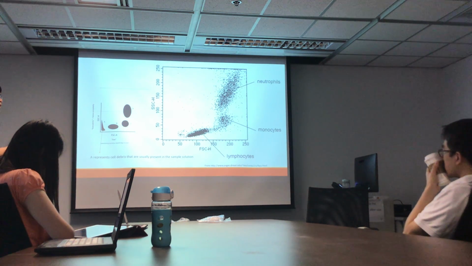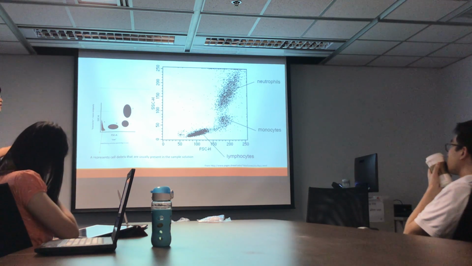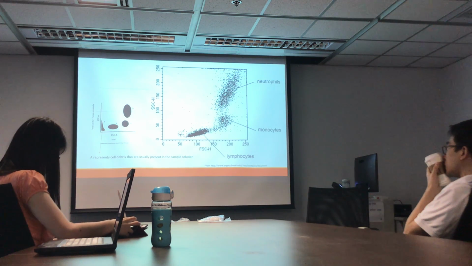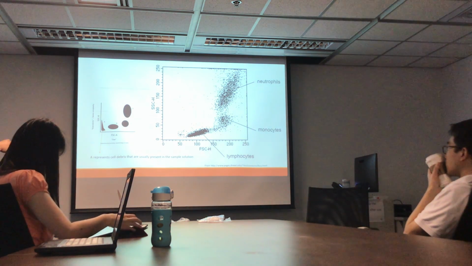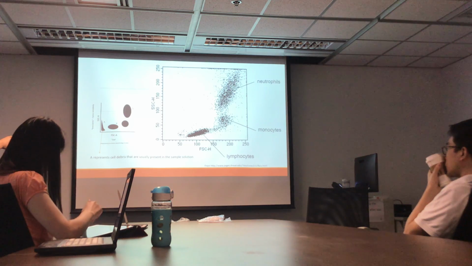They're very small cells with quite low complexity, and therefore the forward scattering is here, meaning that it's quite small compared to these two cells that we have here, and that it has a low complexity shown by the side scattering, whereas neutrophils are most complex, and they're very similar in size compared to monocytes, therefore it's right there.